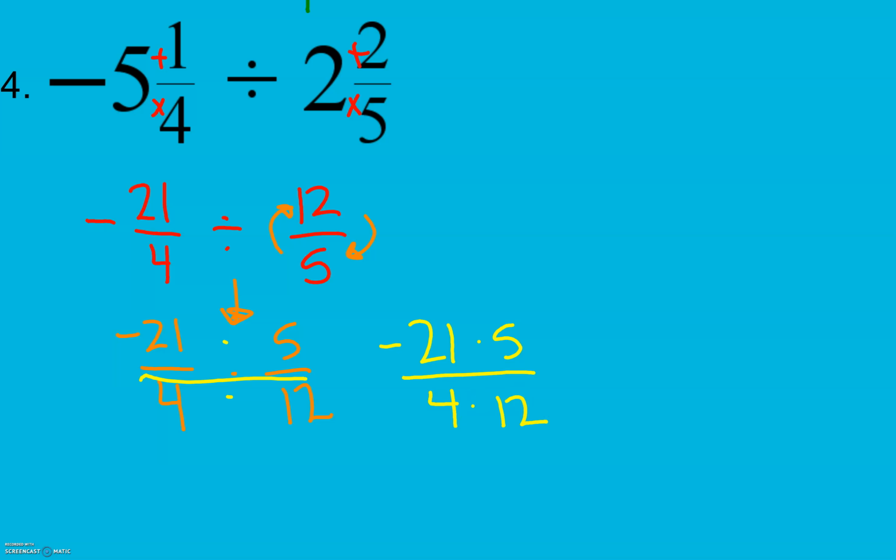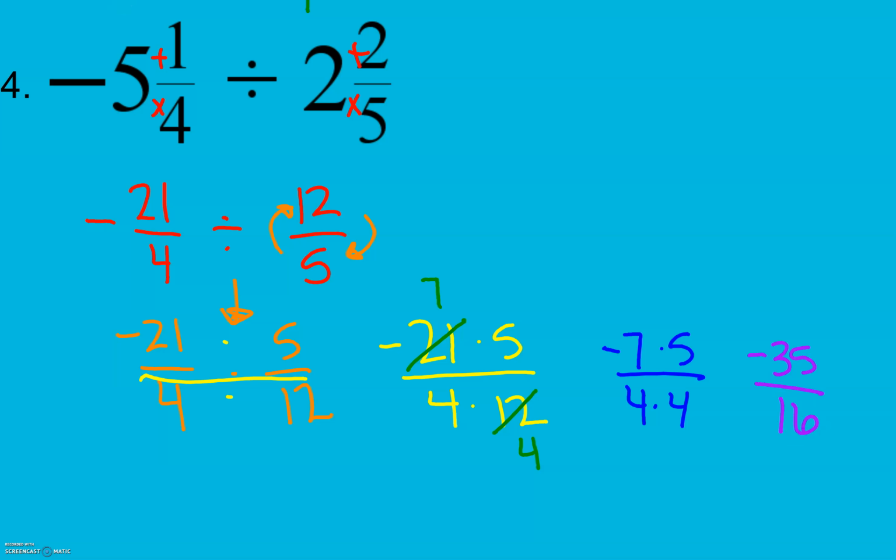And we want to try and reduce if we can. Here, 21 and 12 are both divisible by 3. So 21 divided by 3 is 7, and 12 divided by 3 is 4. We can go ahead and rewrite this. Negative 7 times 5 over 4 times 4, and multiply. Gives me negative 35 over 16.